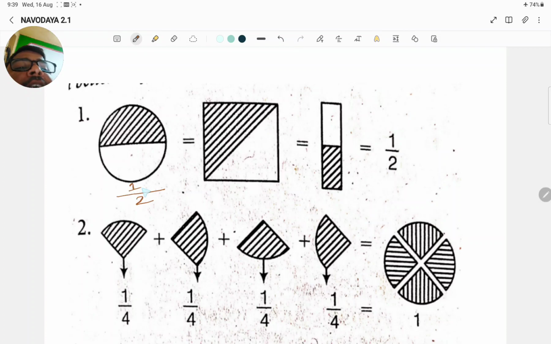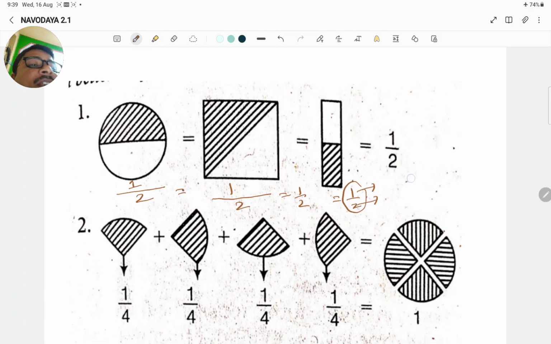I want to represent the shaded part, that's why 1 divided by 2. The square is also divided into 2 equal parts, that's why I am writing 2 in the denominator. Only one part is shaded, so again 1 divided by 2. In total, these figures indicate 1 divided by 2. This is the fraction. Here 1 is the numerator and 2 is the denominator.